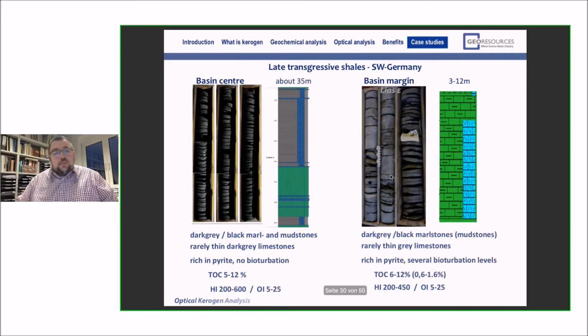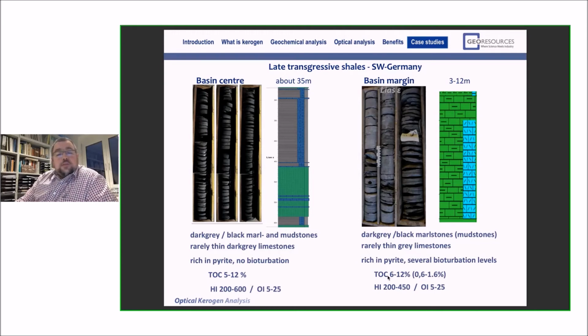And we look into the late transgressive shales. Again, this is a basin center, looks more or less like the picture before. And if I would show you the cores, you wouldn't see a difference in the macroscopic features. Again, dark gray black marl and mudstones, really thin limestone interlayers, rich in pyrite, but almost no bioturbation in the whole section. Again, very similar TOCs as before, and relatively even higher hydrogen indices in this interval.